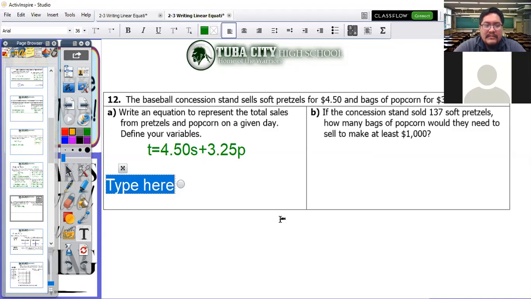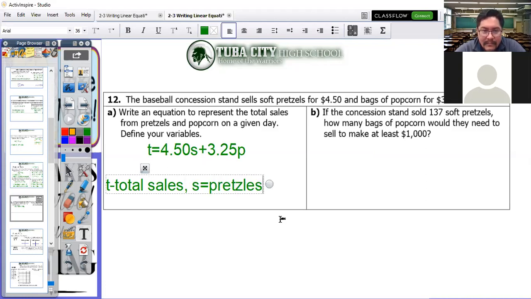Anyway, so there you go. Define your variables. So T is total sales. And then S is soft pretzels. And then P is popcorn.